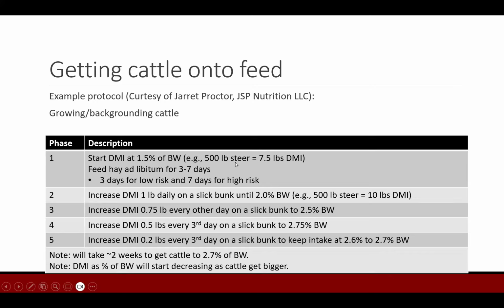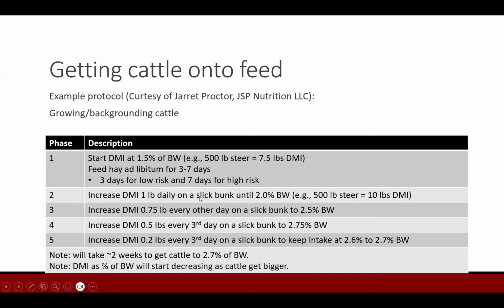So for a 500-pound steer, that amounts to 7.5 pounds of dry matter. So we would allocate 7.5 pounds of dry matter per head. Okay. We'll feed this hay ad libitum for 3 to 7 days. So he suggests 3 days for low risk cattle, 7 days for high risk cattle. Okay. So once they kind of get started, then we'll move to phase two.